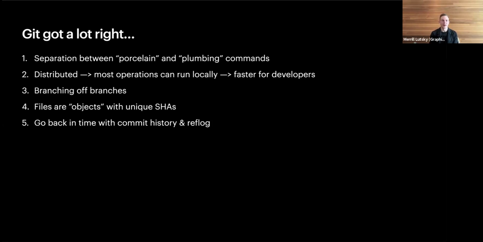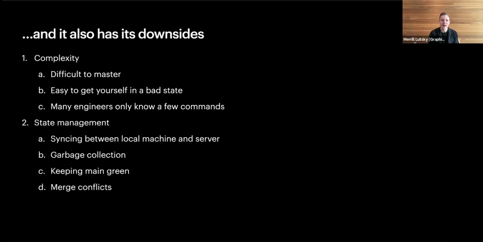SVN was very easy to mess up because it assumed that you were never going back and changing history. You didn't really have a lot of things that you could do if you messed something up. Versus Git, as long as you're comfortable diving into reflog, it's fairly easy to go back and restore an old version if you know what you're doing. And that's something that I think really helped Git become the predominant version control tool that we use today.